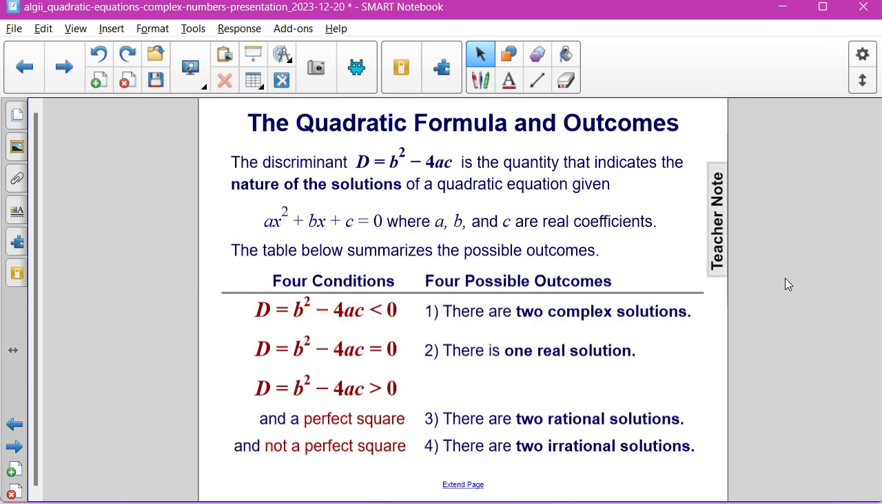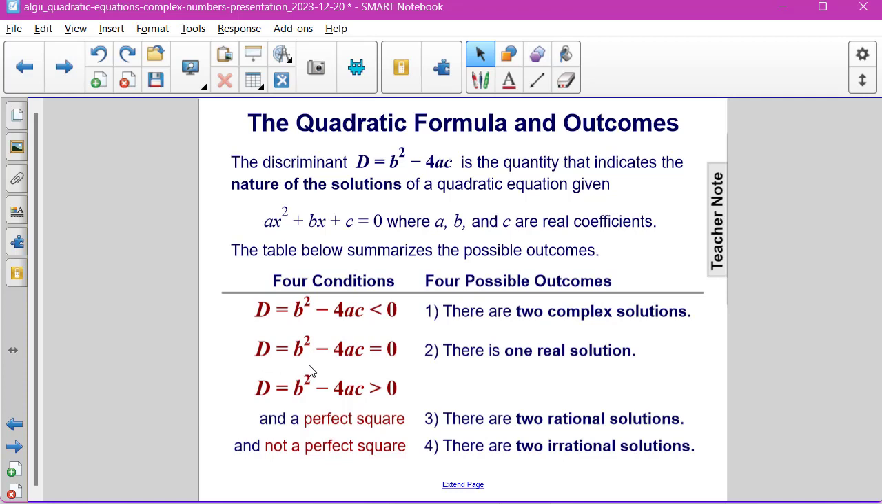The discriminant, capital D, is equal to b squared minus 4ac, is the quantity that indicates the nature of the solutions of a quadratic equation, given that ax squared plus bx plus c is equal to 0, where a, b, and c are real coefficients, and the table below summarizes our possible outcomes or solutions. If the discriminant b squared minus 4ac is less than 0, then we are going to have two complex solutions. We're going to have an i in there.